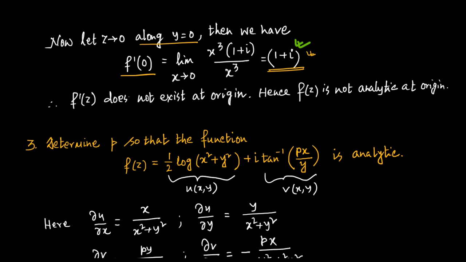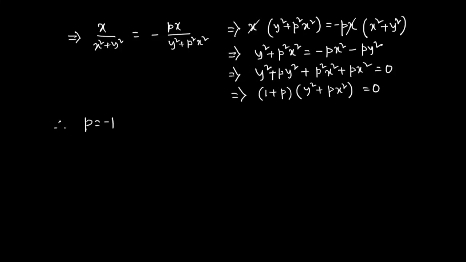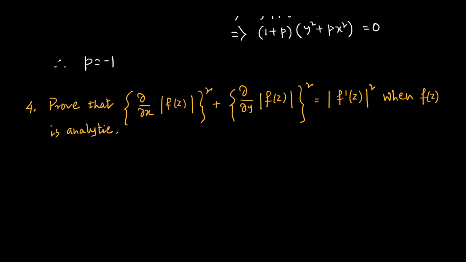Now let us solve the next problem. Prove that (del del x of mod fz) whole square plus (del del y of mod fz) whole square is equal to mod f prime z whole square when fz is analytic. So we have to prove this identity when fz is analytic.